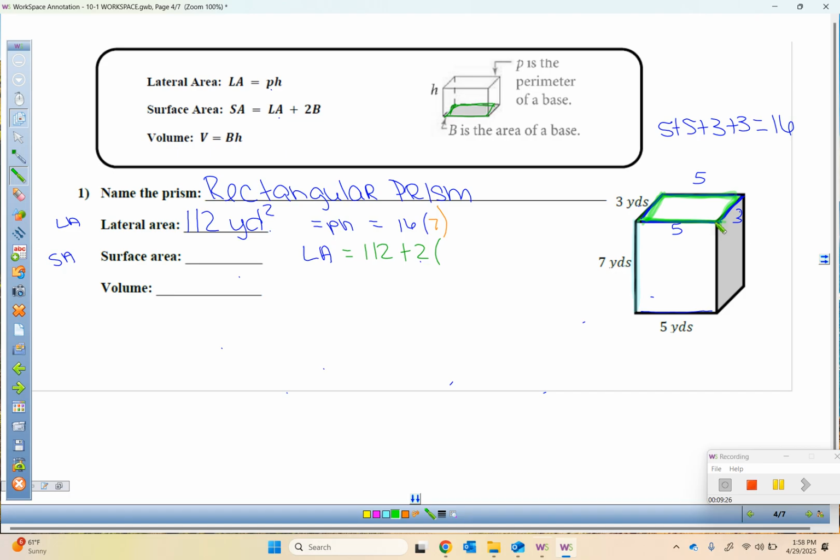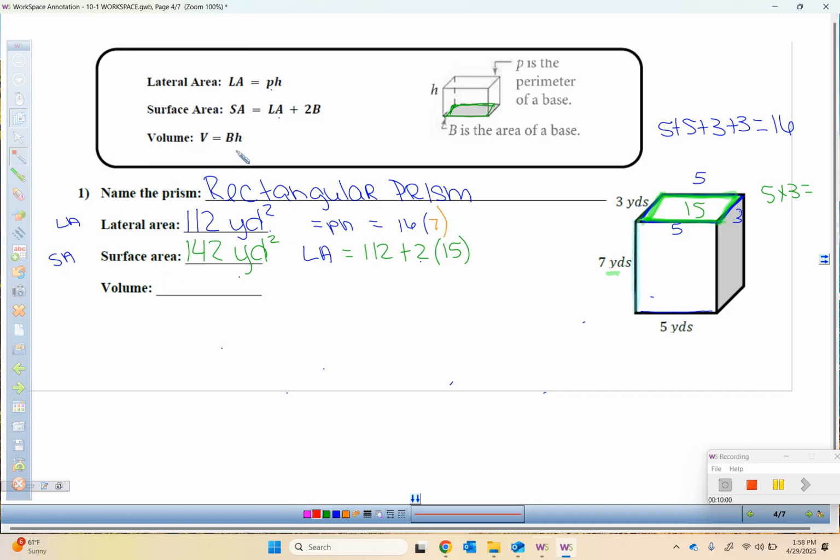How do we find the area of this? Base times height. Okay, and it's very important to know it doesn't mean this height. It means the height of the base. So what would the area of this be here? 5 times 3, right? 15. So it is like this. So 2 times 15 is 30, plus 112 becomes 142 yards. And once again, it says area, so that's squared. Okay?